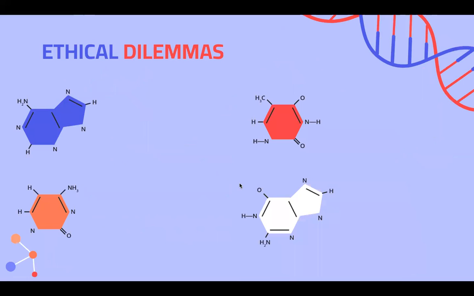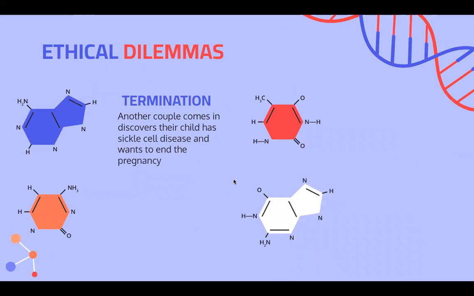So some ethical dilemmas. One ethical dilemma is termination. So let's say we have another couple that comes in and discovers their child has sickle cell disease and wants to end the pregnancy. On one side of the argument, women should have the right to make decisions about their own babies. On the other side, some disability activists argue that it's ableist and even eugenic to terminate a pregnancy solely based on the presence of a disability. As genetic counselors, our role is to guide our patients to make the best decisions for themselves at that time through the tools, information, knowledge, and support required to make those decisions.